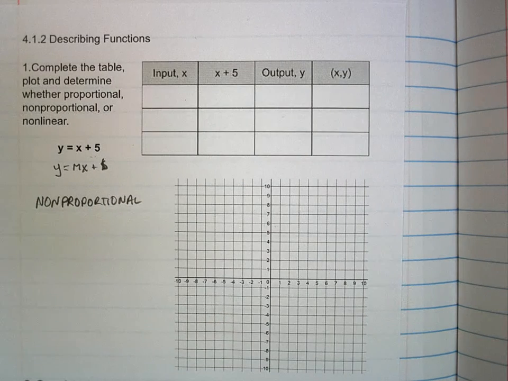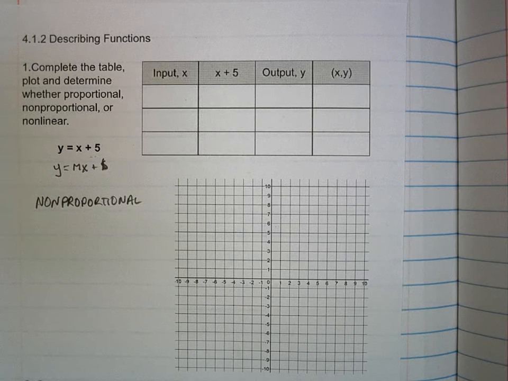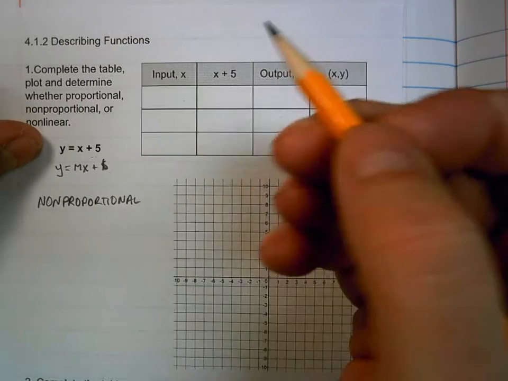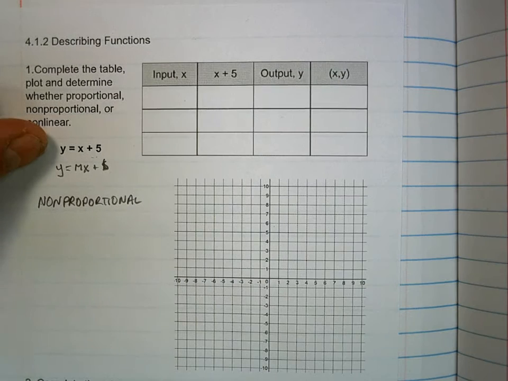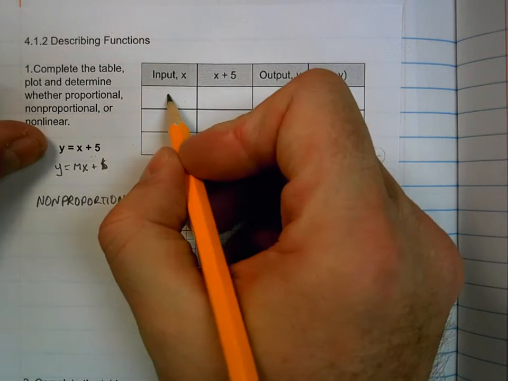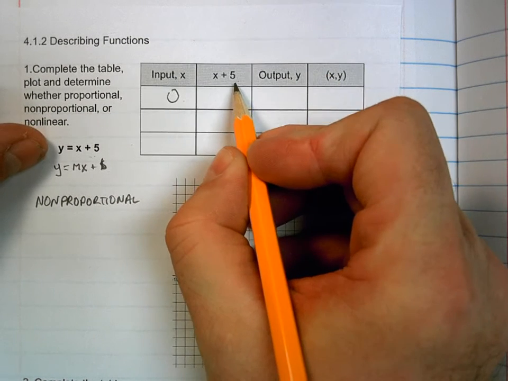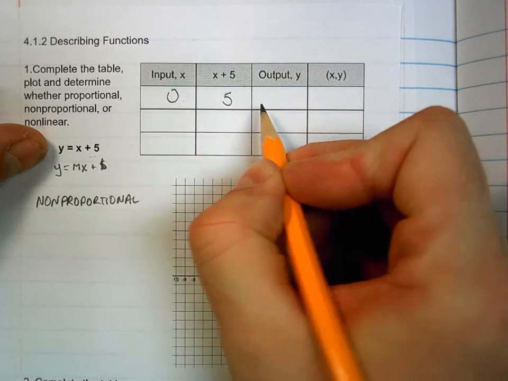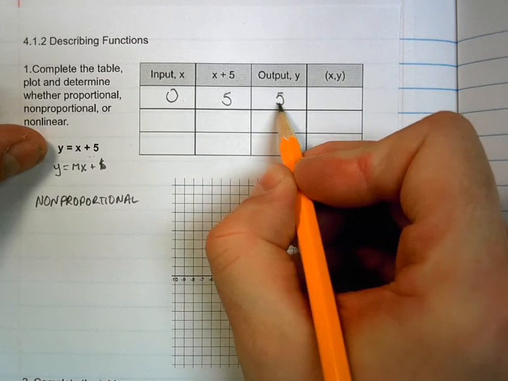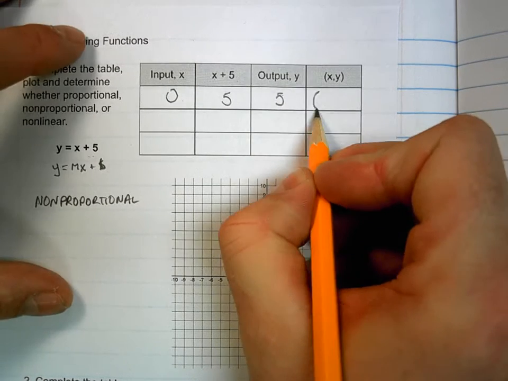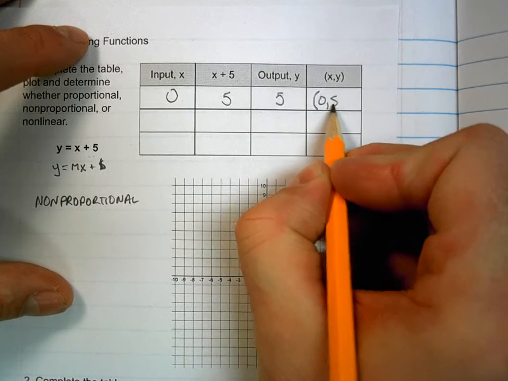So, let's look at our input and output. Remember, input is what we put into the equation. It's always the x. So here it says the input is x. I always like to start with 0 because it gives me the y-intercept, right? So if the input is 0, what is 0 plus 5? 5. So the output is y, 5. So what's my coordinates? 0, comma 5.